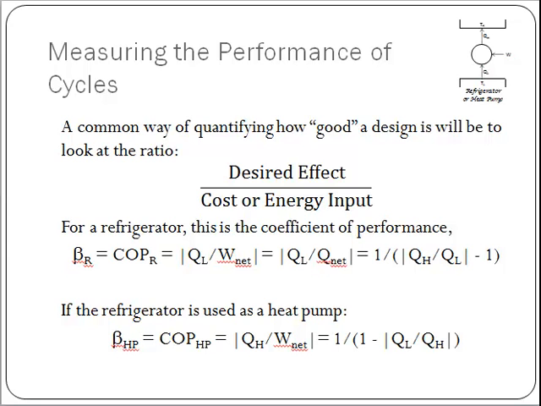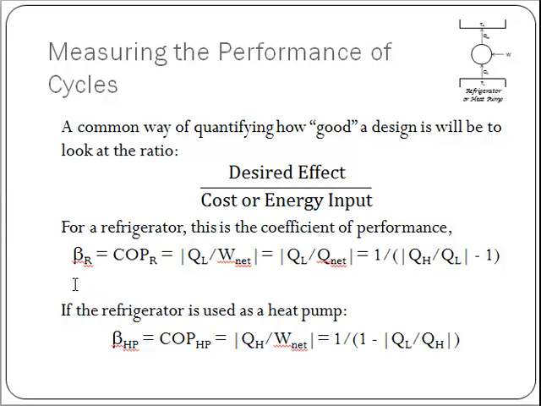So, when I want to measure performance of cycles, the generic definition says that how good a design is can be quantified by looking at the desired effect divided by the cost or energy input. Okay, and when we talked about engines, the desired effect was power output, and the cost was our fuel cost. This is going to be different. For a refrigerator, my goal is to cool the cold food, so Q sub L. My cost is the power I have to put into it because I have to pay someone for that electricity. So Q_L over W_net is going to be my coefficient of performance.